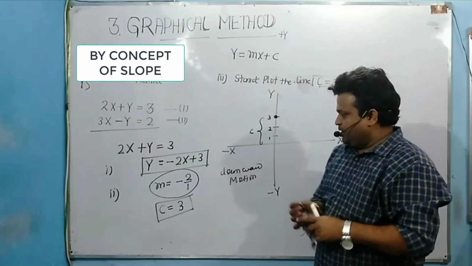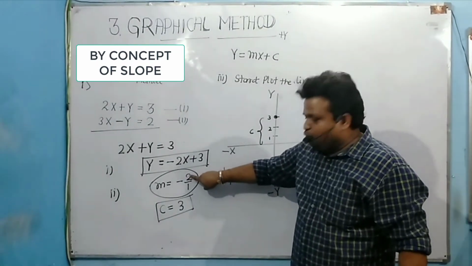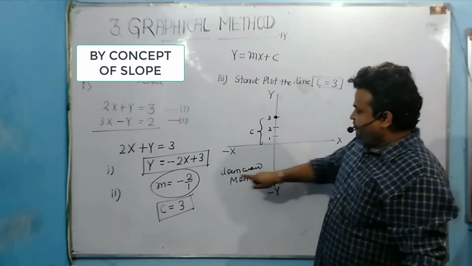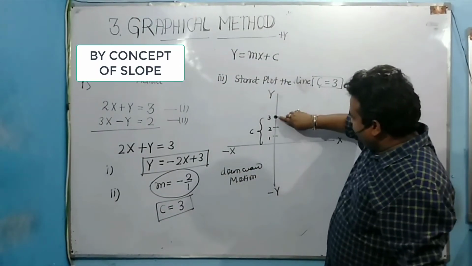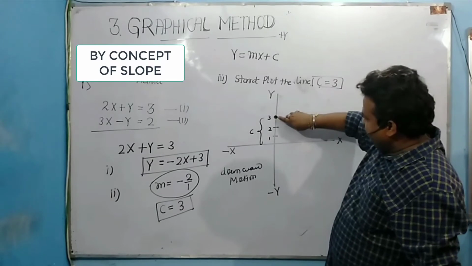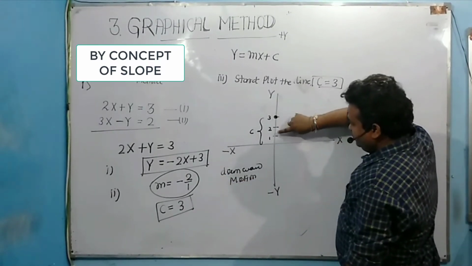But how? Minus 2 by 1 means the upper value, 2, is downward. 2 represents the first thing, and negative means downward motion. How much downward? 2 steps. So starting from this point, the C point, two downward motions: 1, 2.